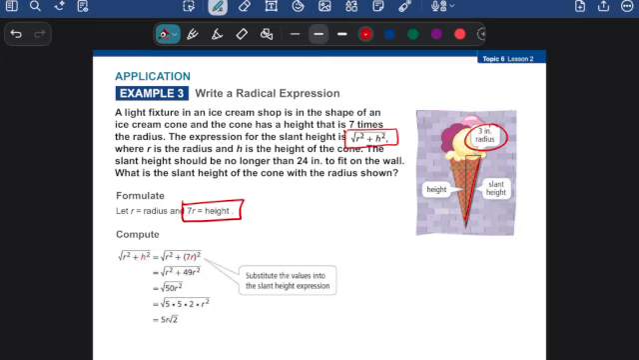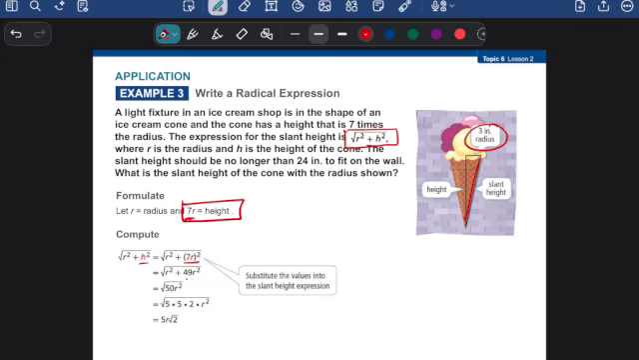So we have a radius of 3. First, we want to turn this slant height expression into one with only one variable. So we want to replace the h with our expression using the radius. Instead of h squared, we're going to put in 7r for h. That's what they did here. And then we just square everything inside.